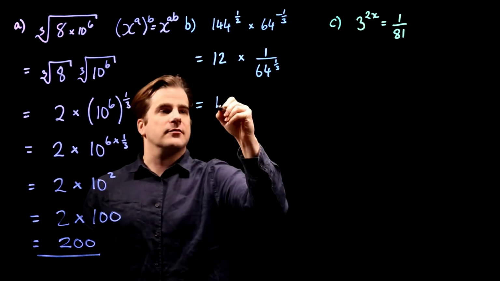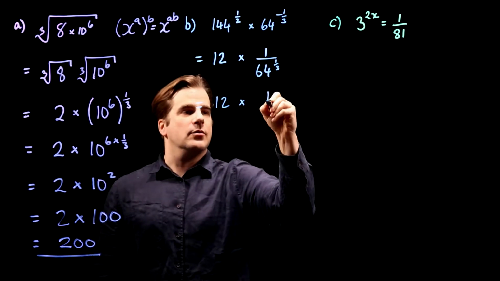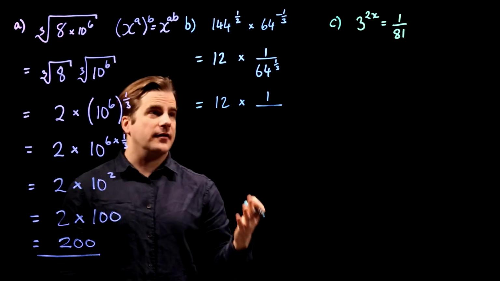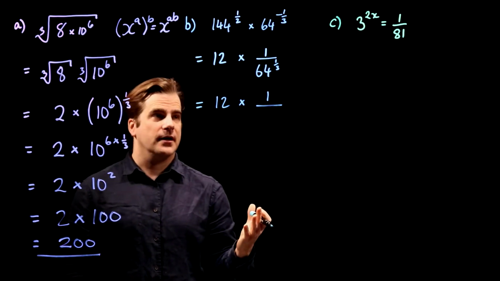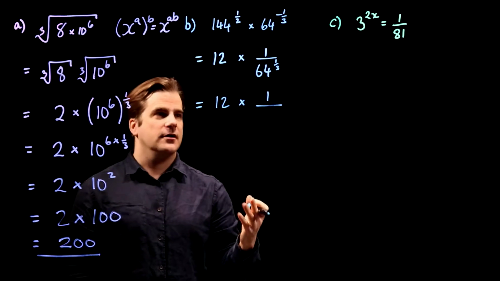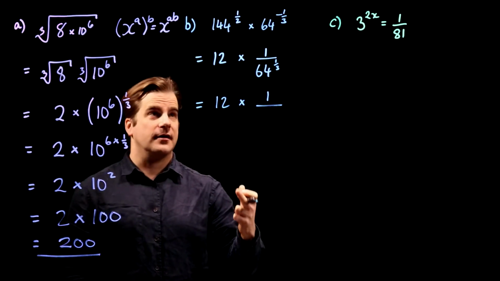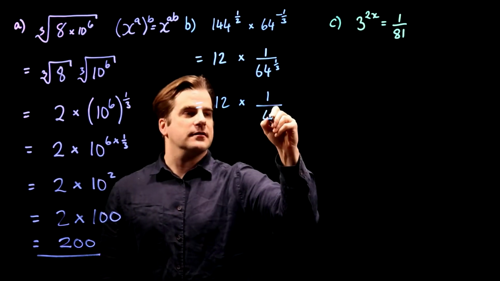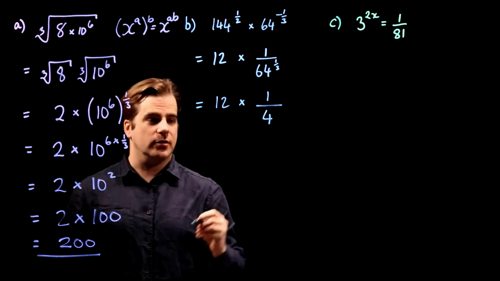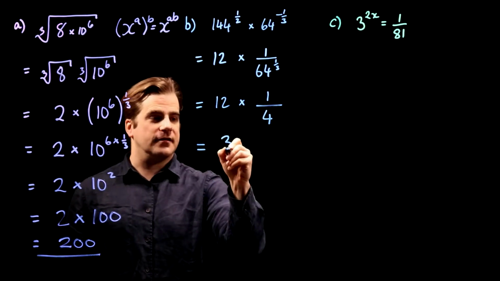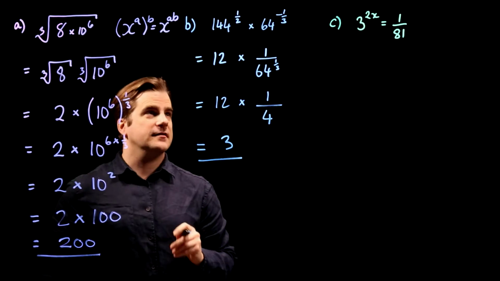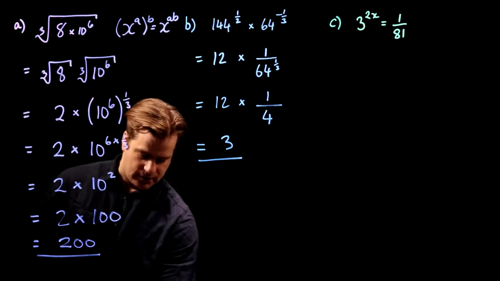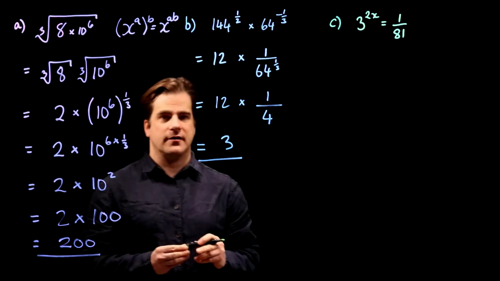So that becomes 12 times 1 over, to the power of a third means the cubed root. And the cubed root of 64 is 4. 4 times 4 is 16 times 4 is 64. So it's just 4. 12 times a quarter is 3. Simple.